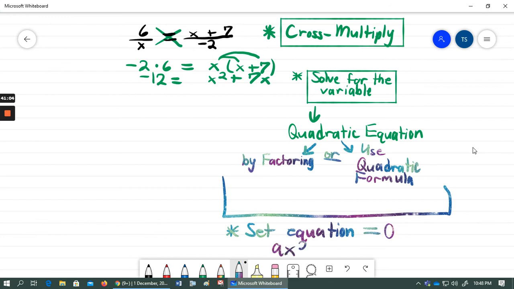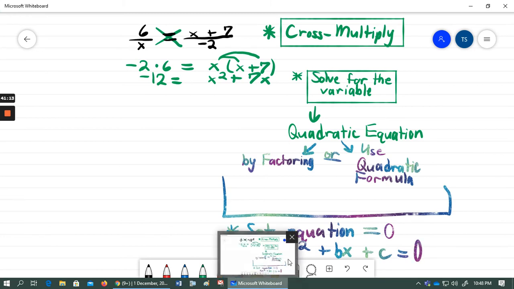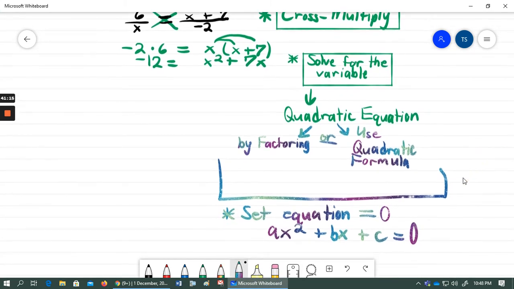In other words, you need to have it written in the form ax squared plus bx plus c equals 0, right? In standard form and set equal to 0. If you want to try to use either one of these two methods, that's where you're going to have to start off, remember? So you need to make sure the equation is set equal to 0.